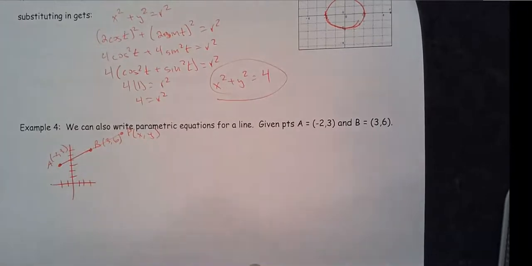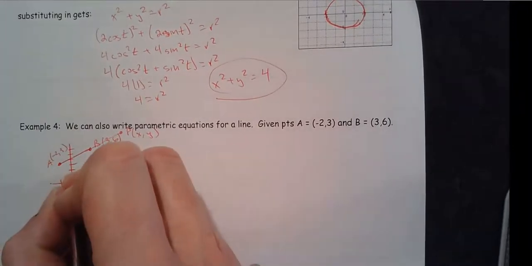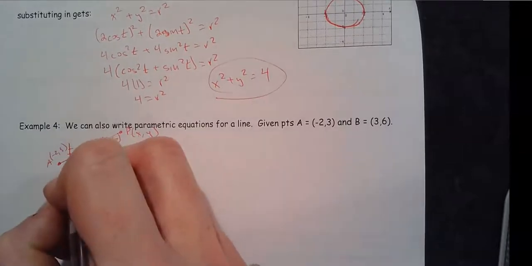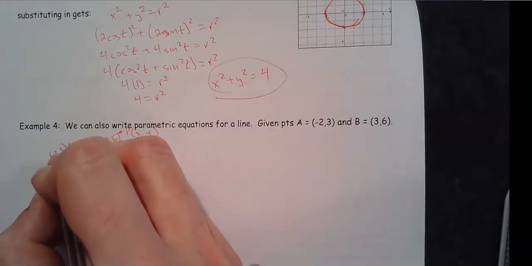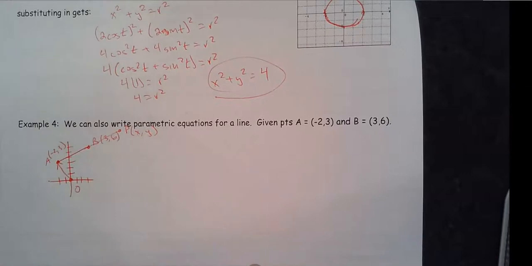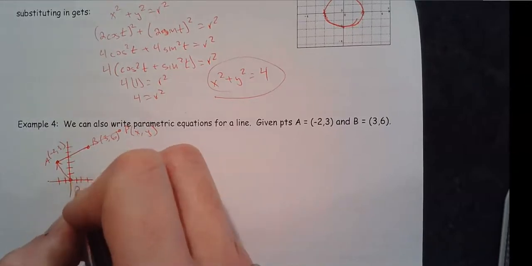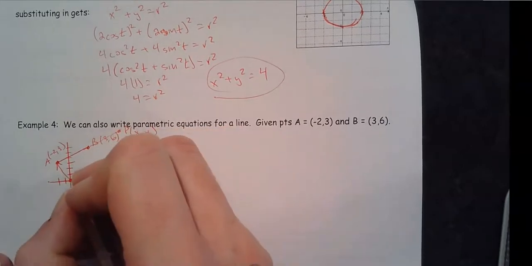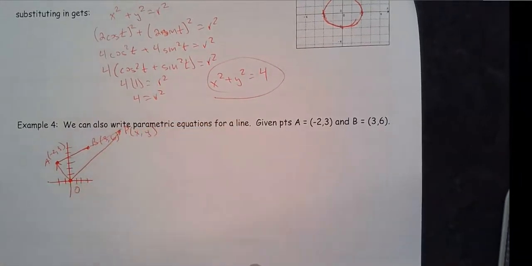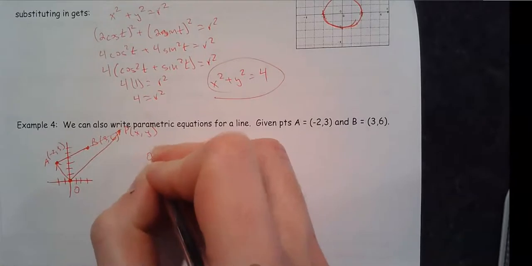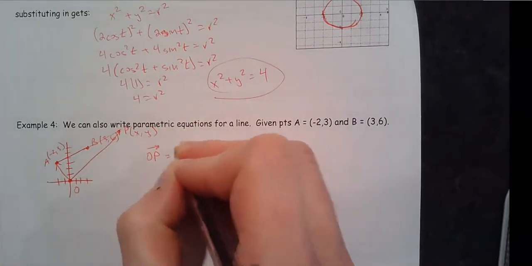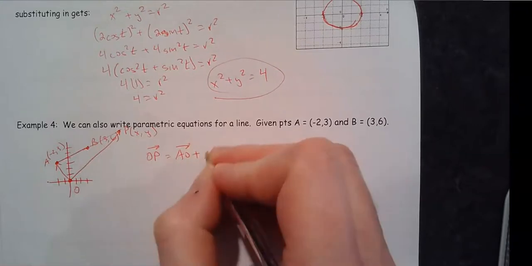What I'm going to do is look at this. I'm going to call this the origin, so that's O. If I took vector OA plus vector AP, that would equal vector OP. So we're going to use vectors to do this. OP is the resultant of OA plus AP.